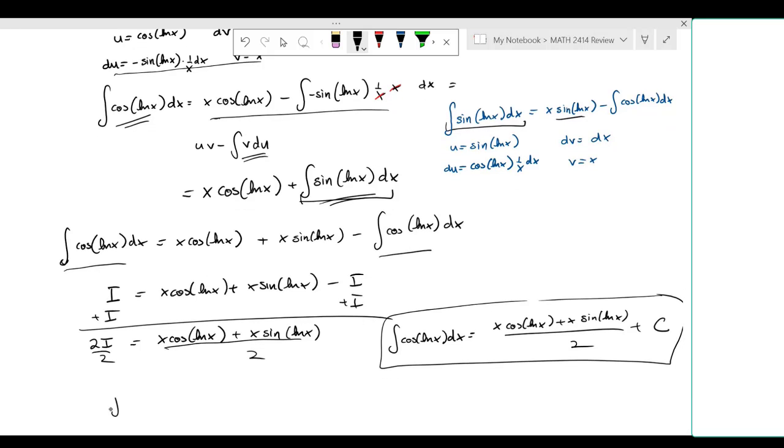You might want to try something simple like e to the x times sine of x as well. You can use cyclic integration by parts on that. Use it twice, and you're going to get e to the x sine of x integral again. You can solve for it algebraically.